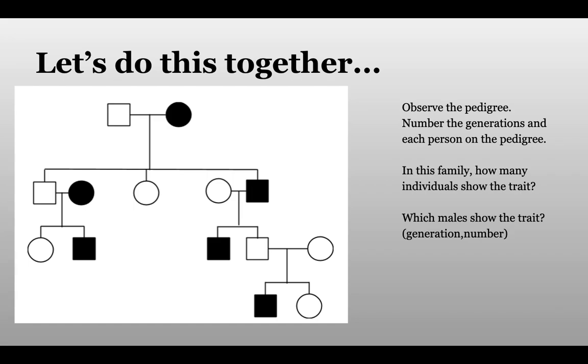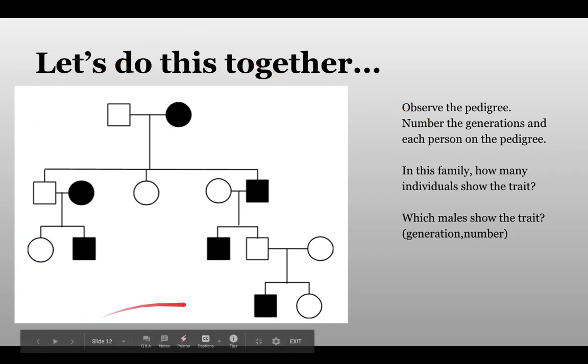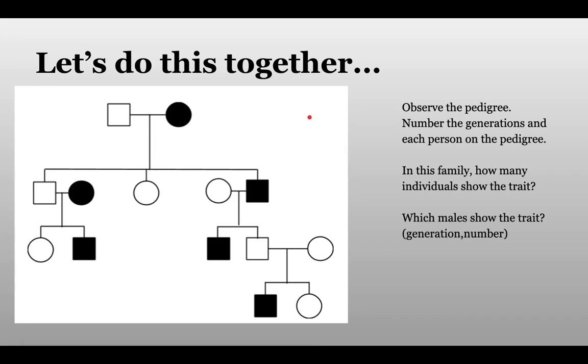So now that you've drawn this, the first thing I would like you to do is number the generations and then each person in the generations. So at the end, each one of these will have a number and all the generations will be numbered. So go ahead and pause that and do that.